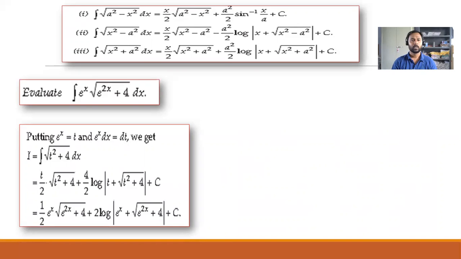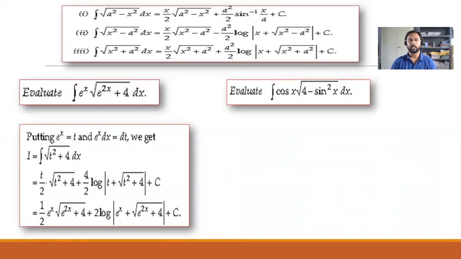It is of the form t square plus 2 square. So x by 2 root of a square plus x square plus a square by 2 log mod x plus root of a square plus x square plus c can be reduced to half e raised to x root of e power 2x plus 4 plus 2 log mod e raised to x plus root of e raised to 2x plus 4, plus c. One more problem on the way.